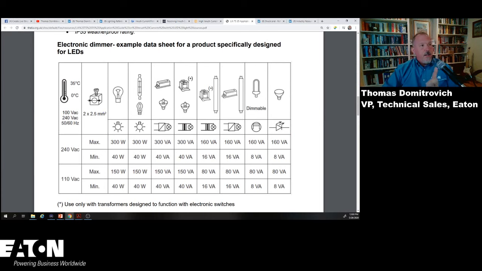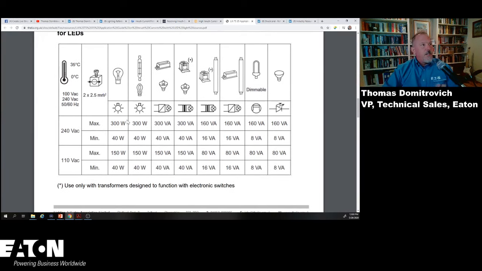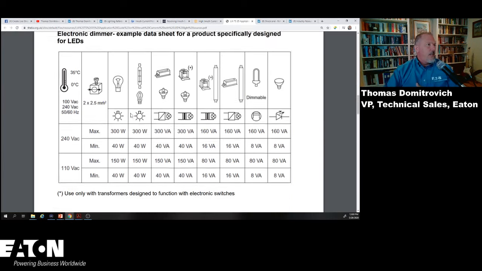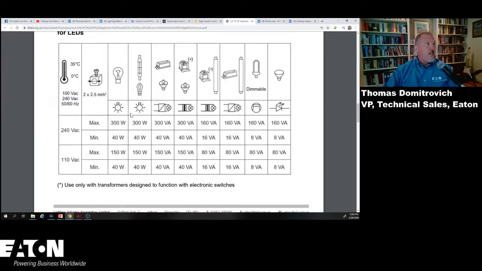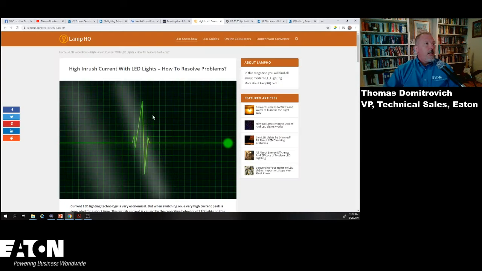And I like this reference here because it gives you a little bit more detail. This table here is an electronic dimmer example data sheet for a product specifically designed for LEDs. So it tells us that we may not have specific breakers designed for that, but you will have other components specifically designed for those. Let's take a look at this one.